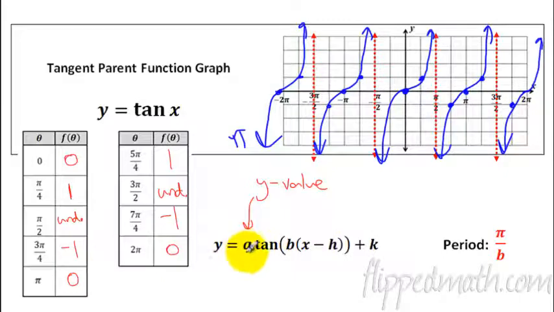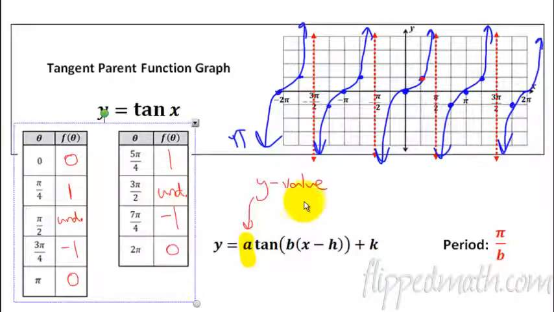Whatever this is here in front, we're used to thinking of it as amplitude. Halfway to the vertical asymptote, that is our value of a. Halfway to the vertical asymptote from the middle, that is our value of a. So that helps us sketch the graph a little bit more accurately. Okay, so if you don't have all that down, go ahead and get it copied down.